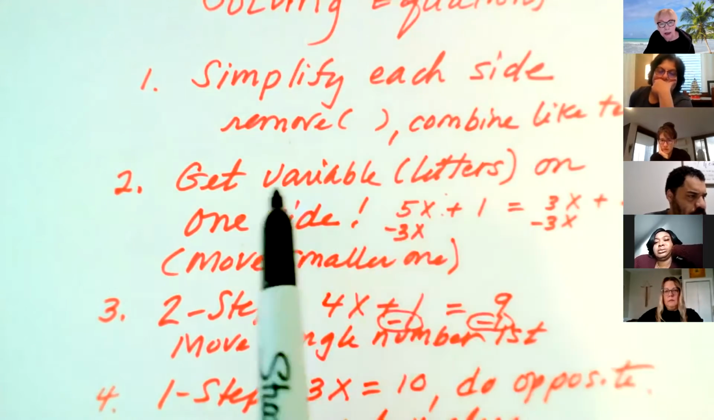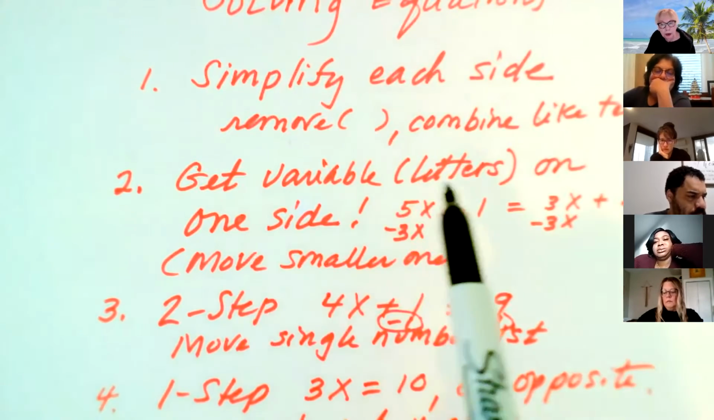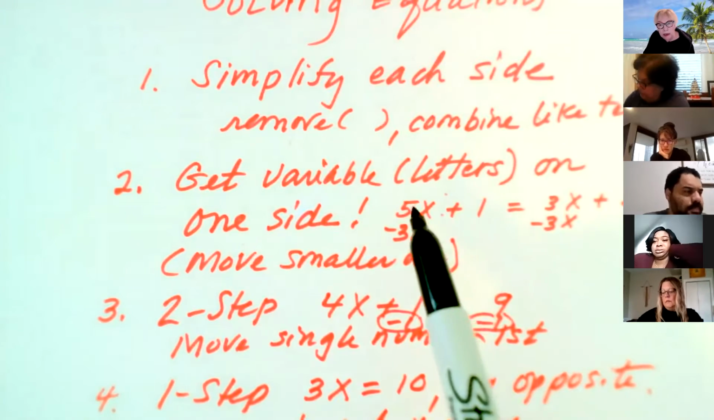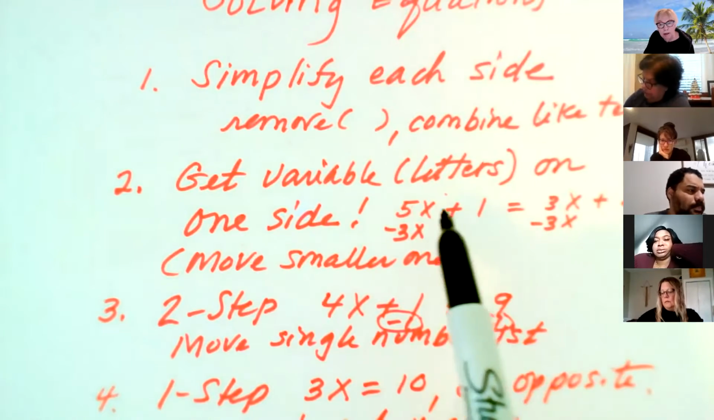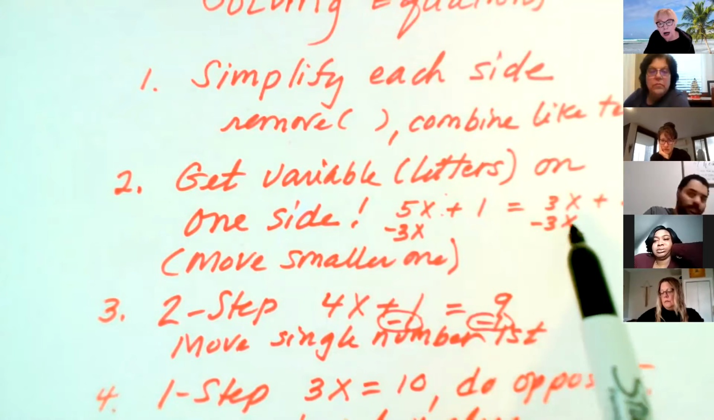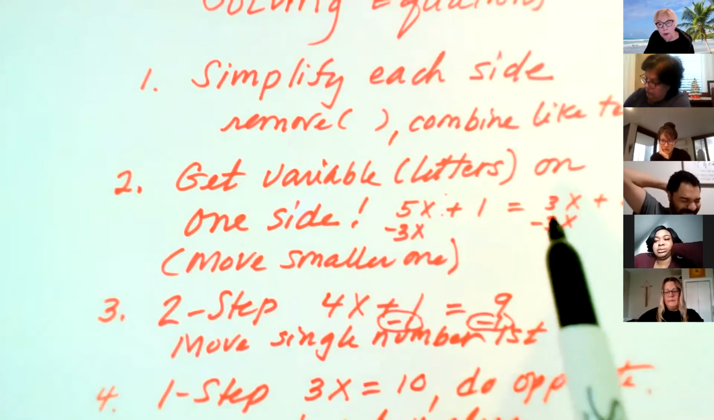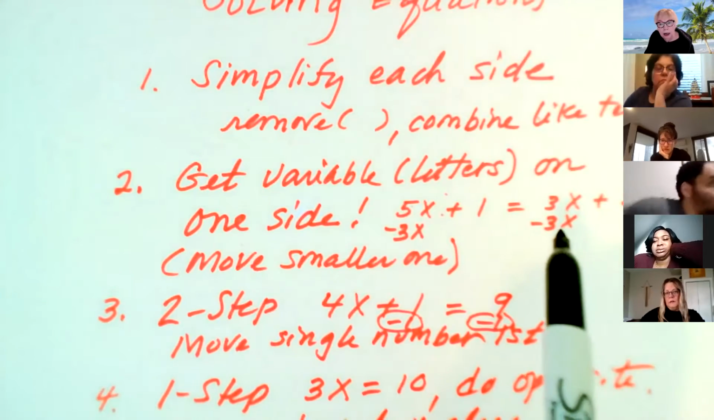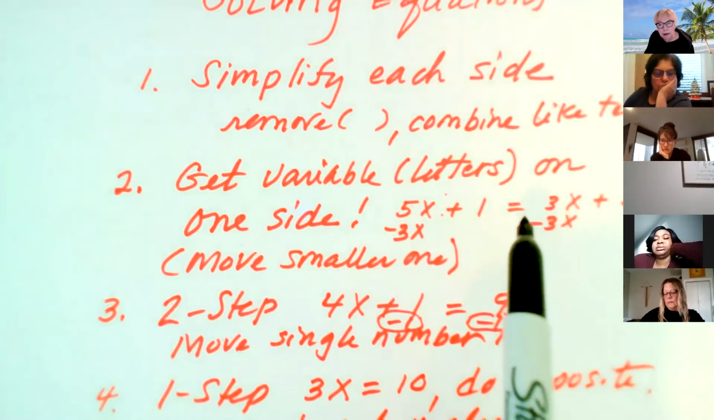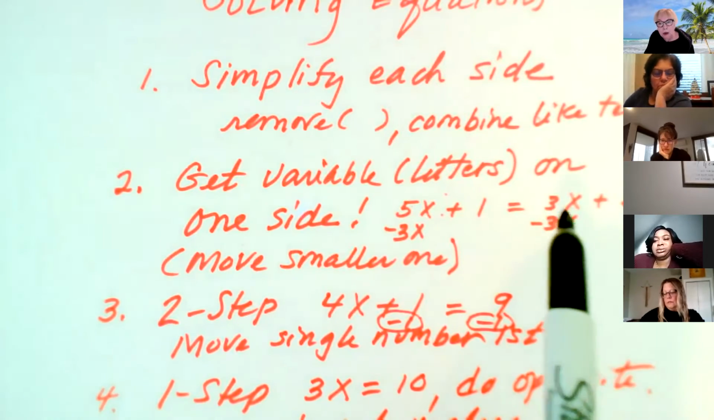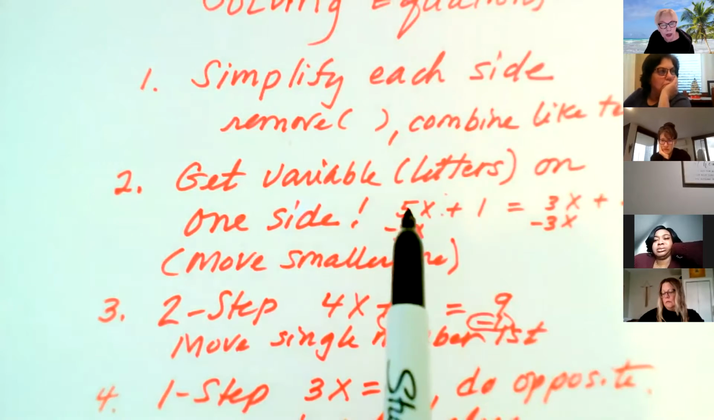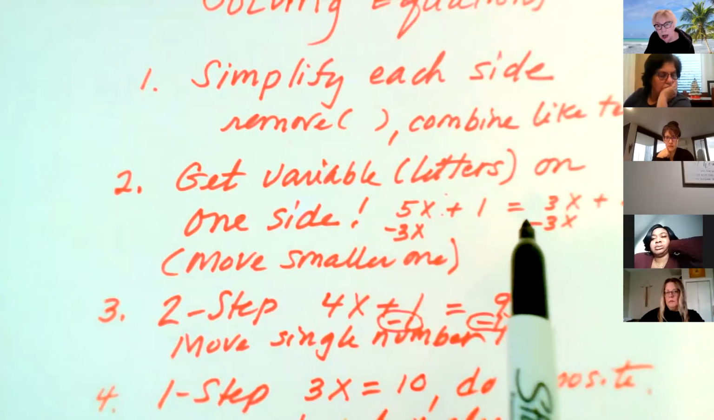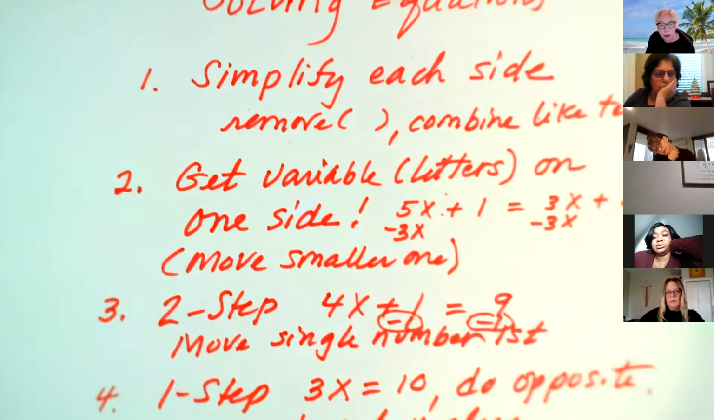Once that's done, the second step is critical. We've got to get the letters on one side or the other. And in this little example, I had 5x and 3x. I targeted the smaller one, the one that was lower on the number line. And I did whatever would take care of it, the opposite of that. And so I did it to both sides and I put it underneath the like term so that then this side didn't have an x anymore.